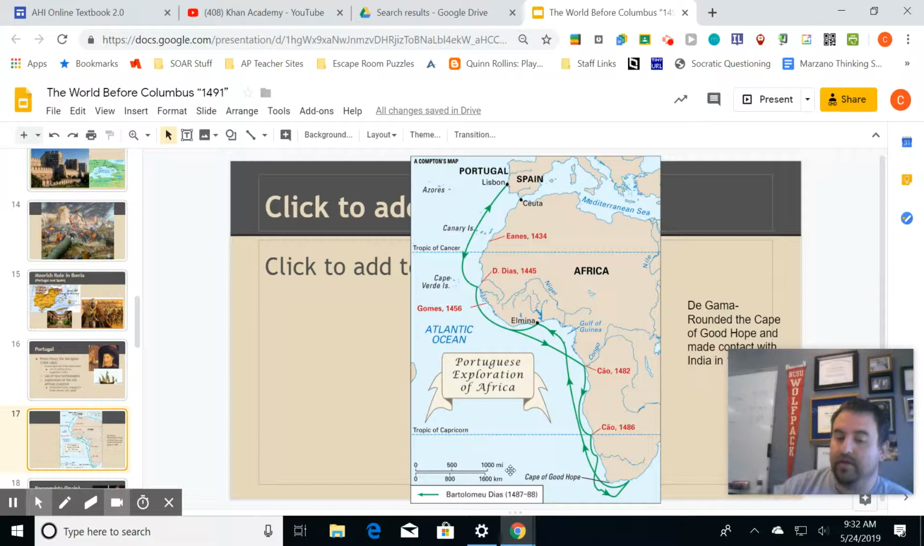Diaz is going to be the first person to go past the Cape of Good Hope and say, you know what, we found the southern part of Africa. Let's go into Asia. That's in 1488. In 1488, that's not very long before Columbus. So if you want to kind of think about Columbus in this way, he's playing catch up. He's the quarterback for Spain.